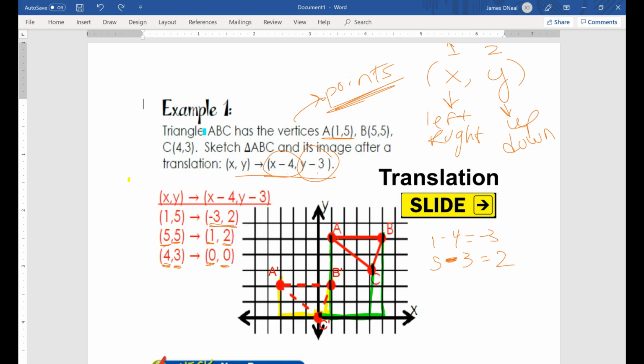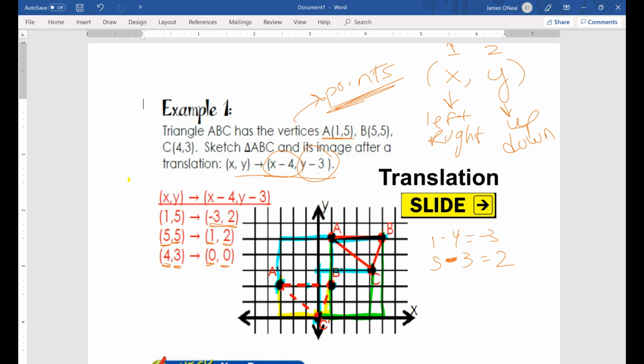All right, so again, subtracting 4 moves A to the left 4, and subtracting 3 moves A down 3. There's my A prime. Subtracting 4 moves B to the left 4, and subtracting 3 from the y moved B down 3. Subtracting 4 moved C to the left 4, and subtracting 3 from the y moved it down 3. That's how I got the points, and that's what we're going to be doing today. You may be confused right now, but you will not be confused in the next couple of minutes.